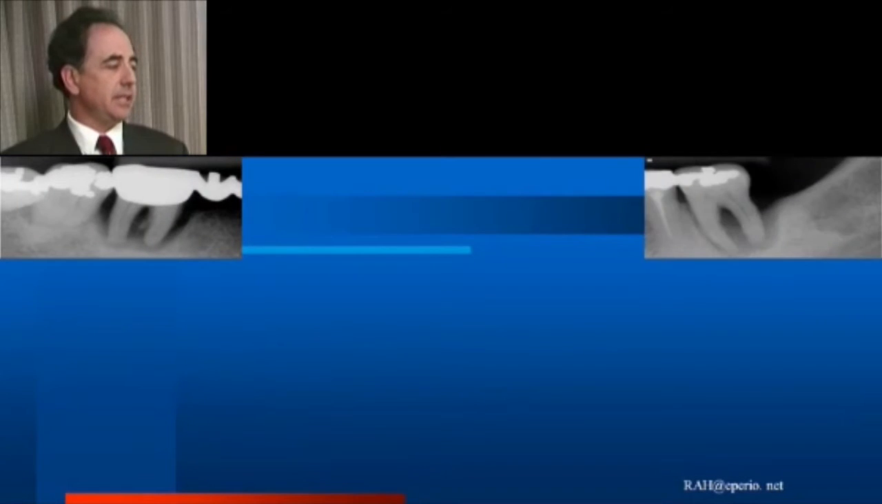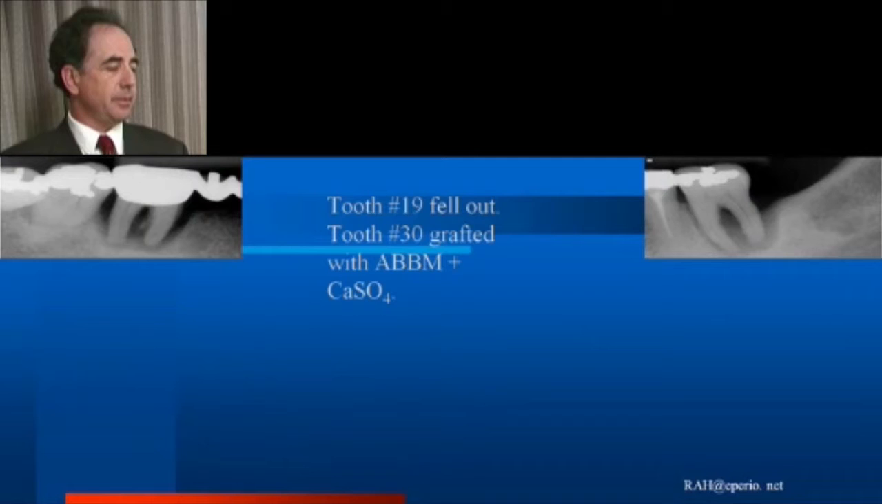This patient presented to me with tooth number 19 in place and tooth number 30 in place. Before extractions were performed, tooth number 19 fell out. This gives us the ability to do a controlled study of the patient where one site was able to be rebuilt and one site unable to be rebuilt.